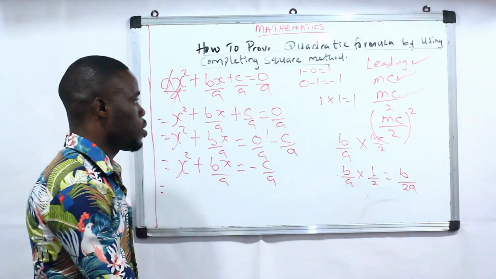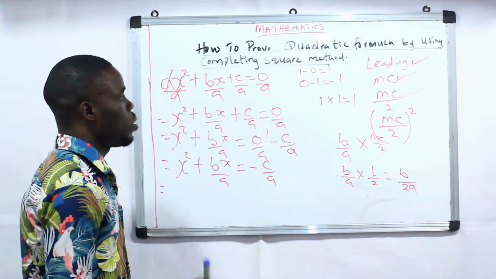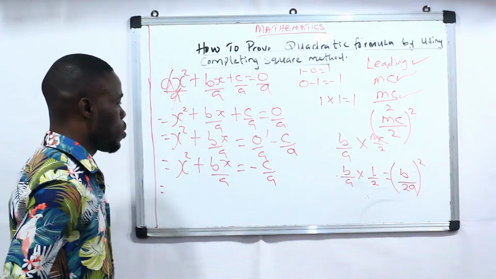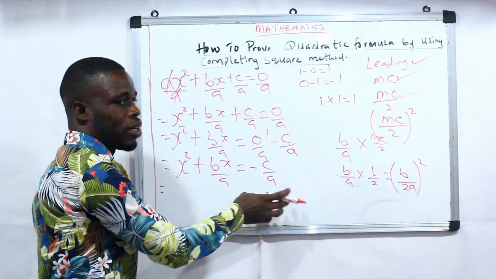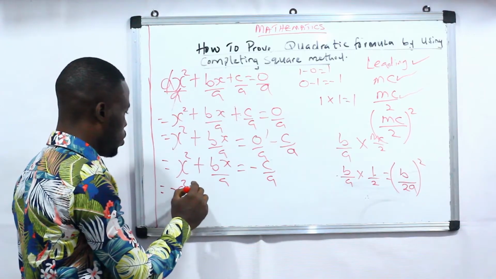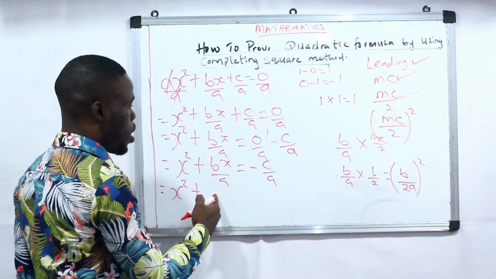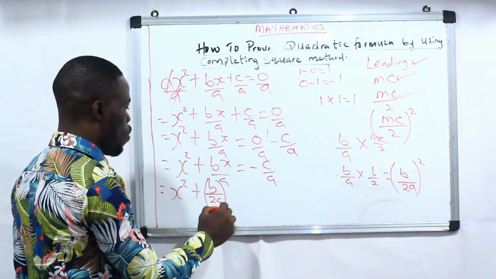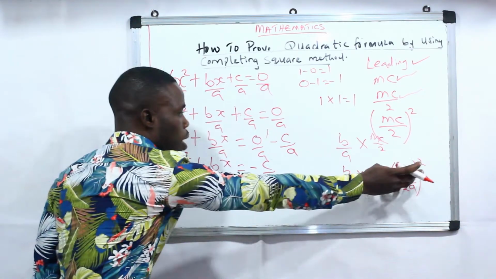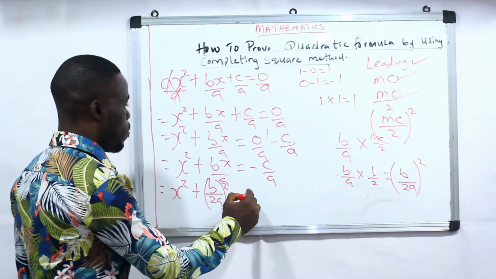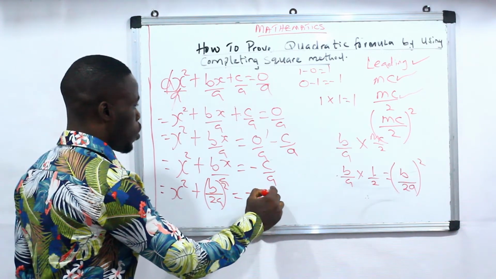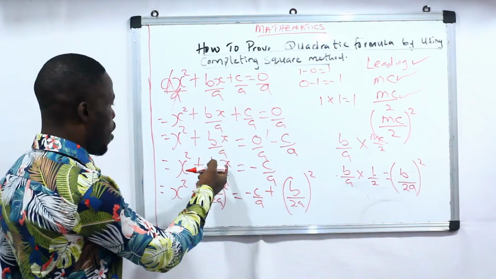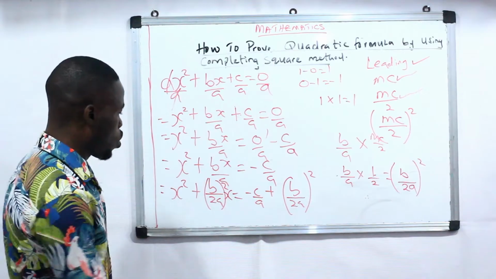Then we go to the last step. The last step is MC over 2, squared, which we are going to put in brackets and square. So I'm through with all the steps. I'm going to use this to add to both sides. So I have x squared plus bx over a plus, on the one side, b over 2a squared, and on the other side we have minus c over a plus b over 2a squared. Remember, we have used this already, we have converted it to a square. And remember, we have x here, because I want to make x the subject of the formula.